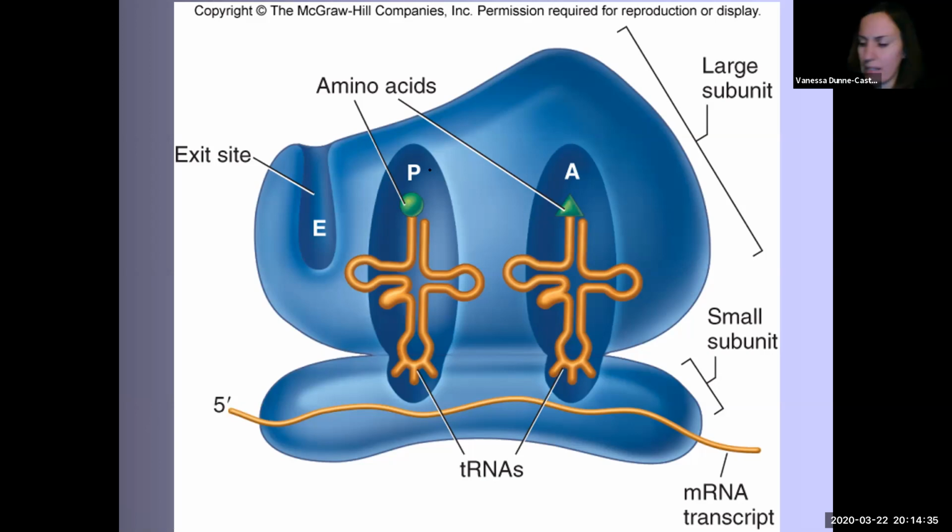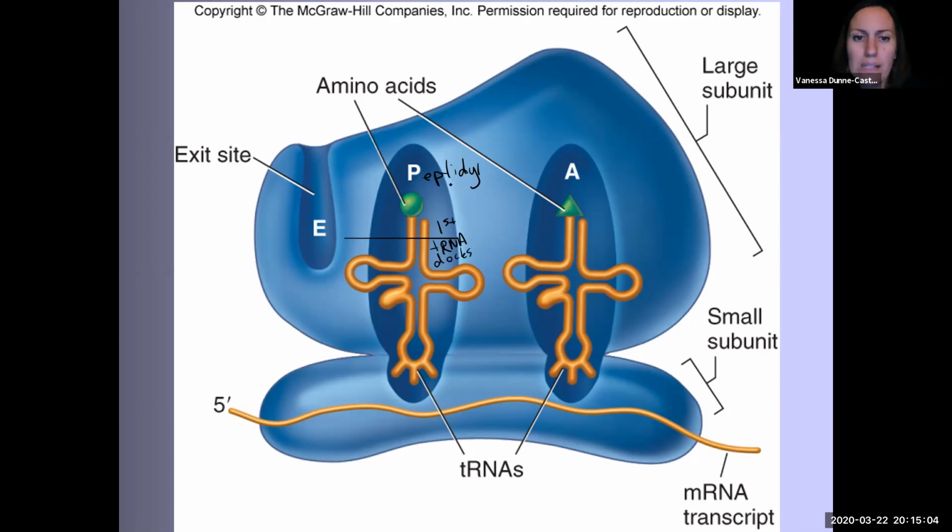The P site, the peptidyl site. This is where the first transfer RNA molecule binds. The first transfer RNA molecule docks. And then all subsequent transfer molecules will dock in the A site.